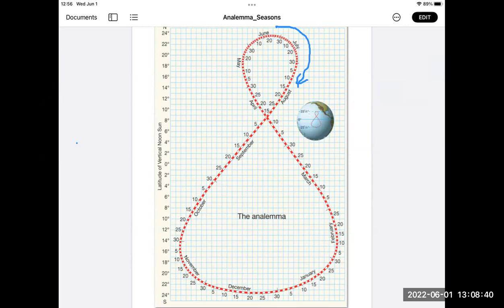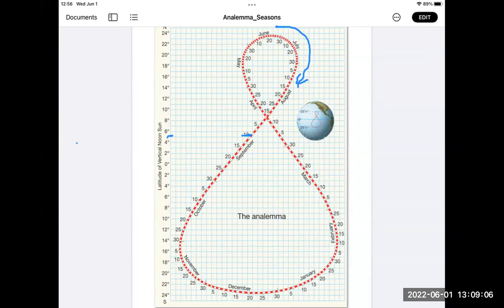So if you figure out the figure 8 pattern that it makes, if you wanted to know where the sun was overhead, for instance, on September 10th, you would come down, you would find September 10th would be about there. You would go straight over and read it, and it would be overhead at about 5 degrees north latitude.